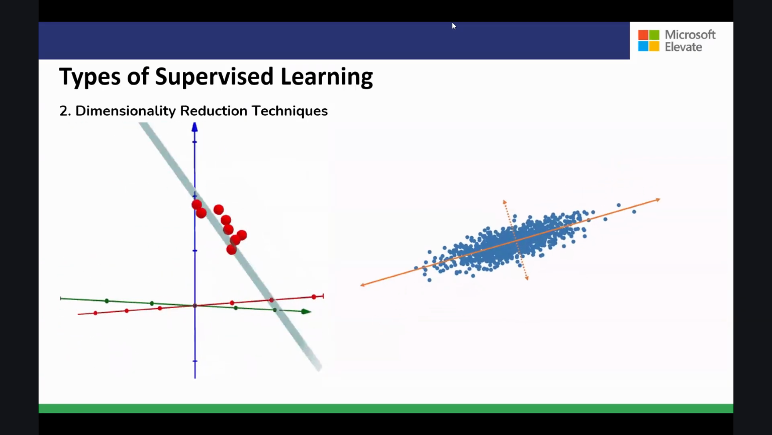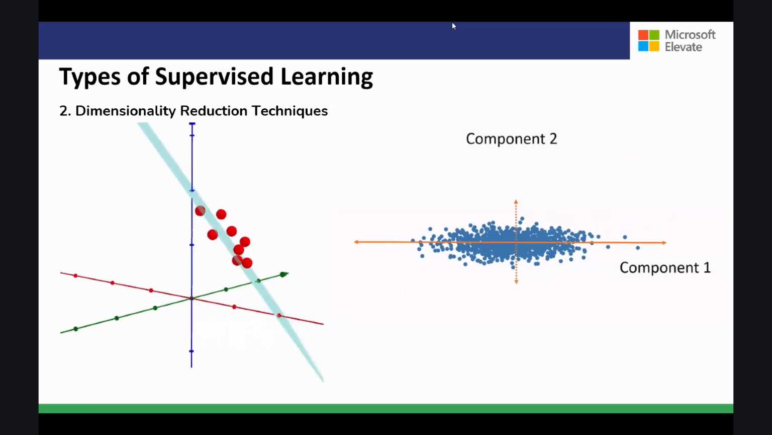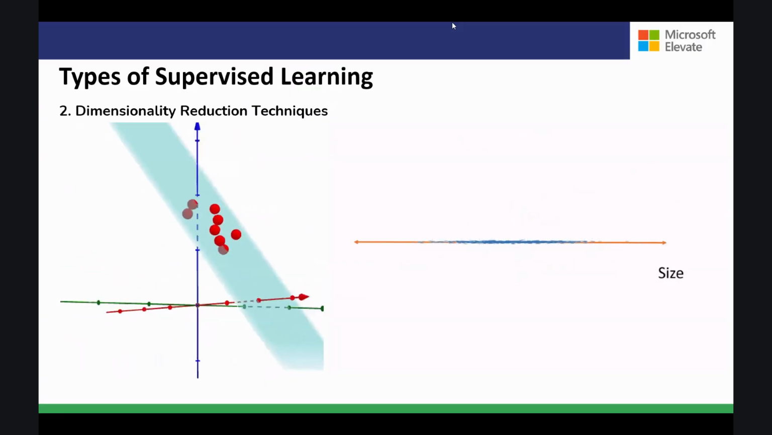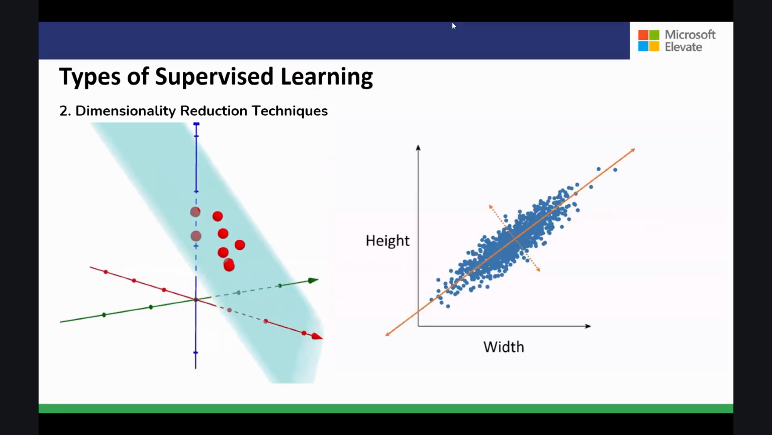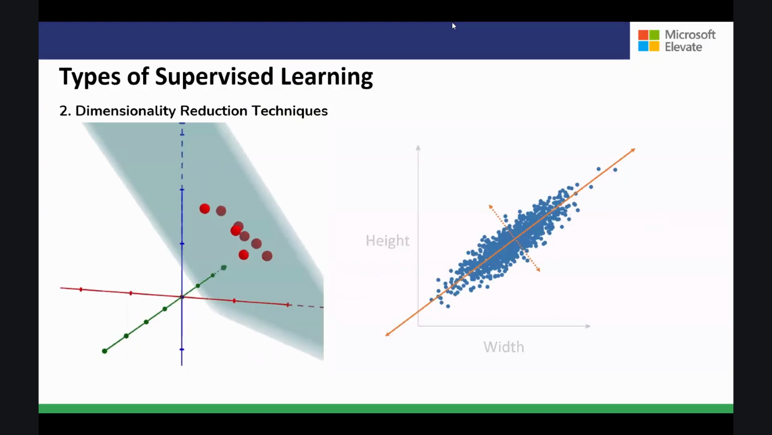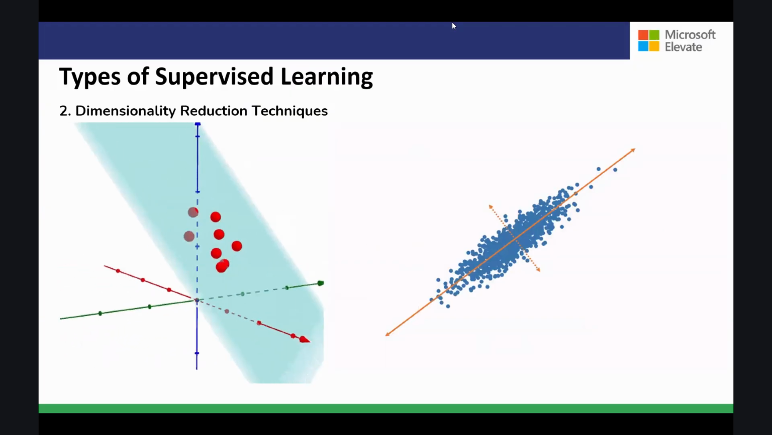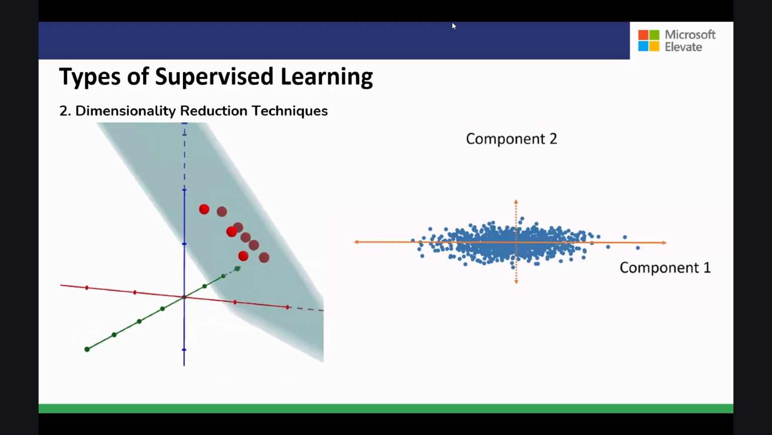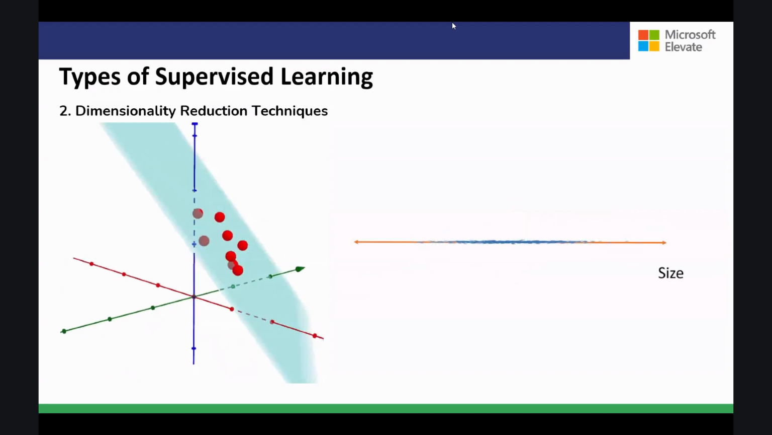Okay, so Nirmal is saying 3D to 2D. Tejas is saying reducing number of input features. Number of input features. Why do we need to reduce the number of input features? Why do we need to reduce the dimension? And first tell me what a dimension is.